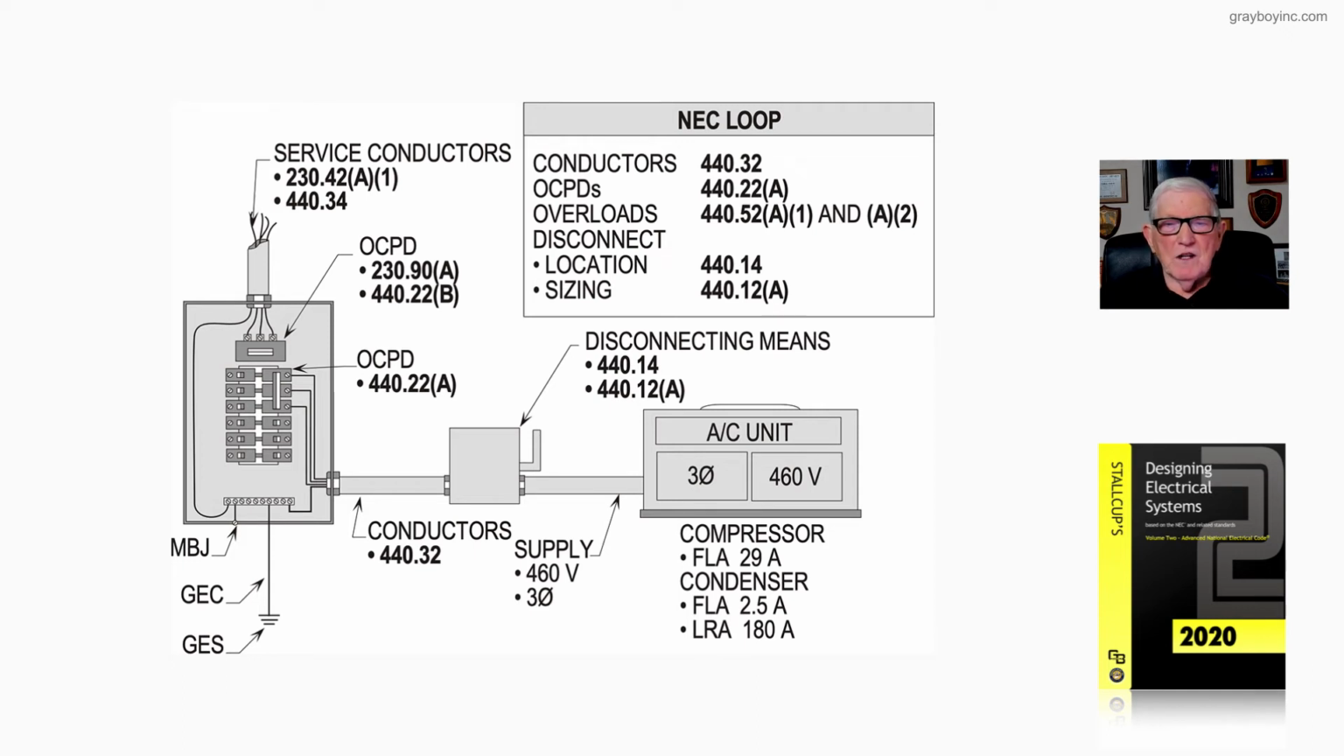And this illustration then is showing you that the compressor full load current is 29 amps, as you review the illustration. The condenser motor full load amps is 2.5 with a locked rotor of 180. It's a 460 volt three-phase supply.